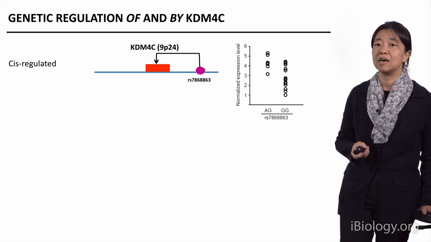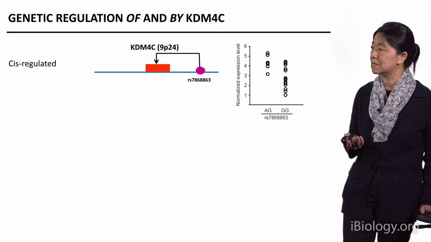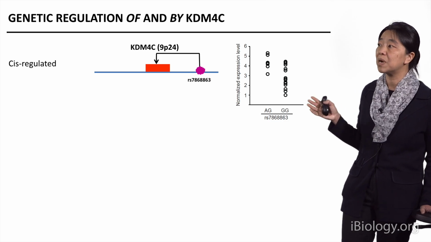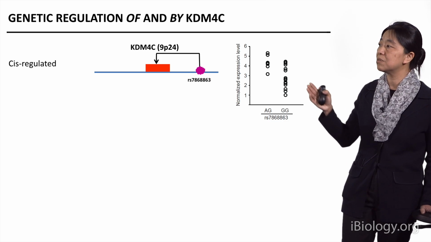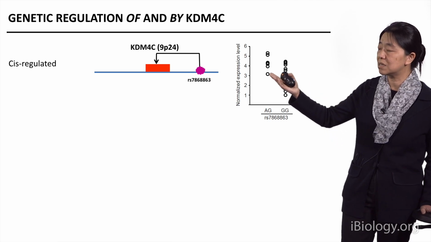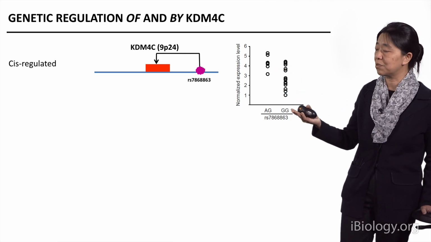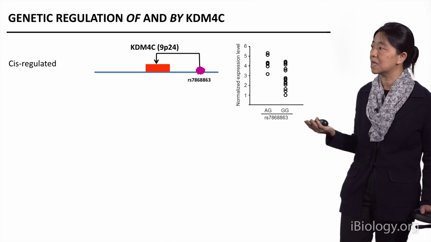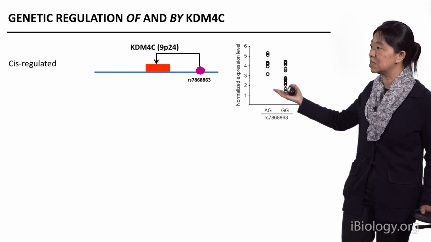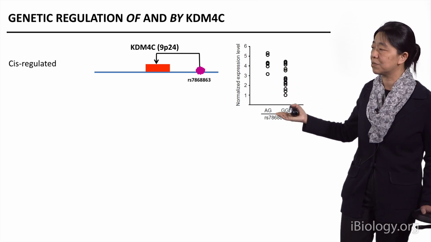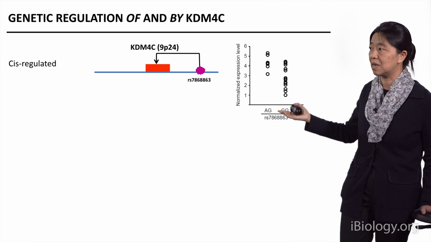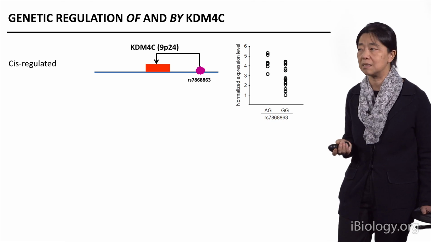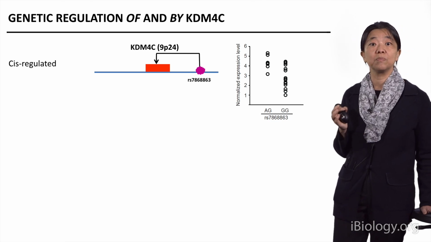We then carried out our linkage and association-based method and identified a set of sequence differences in the 3' UTR of KDM4C. Individuals with an A genotype at the 3' UTR of KDM4C have higher expression level of KDM4C, and individuals who have the G variant in the 3' UTR have lower expression level of KDM4C. So we know KDM4C is cis-regulated. KDM4C is on chromosome 9.